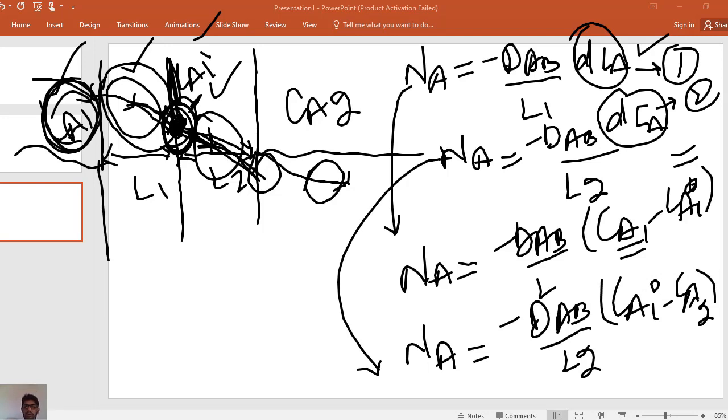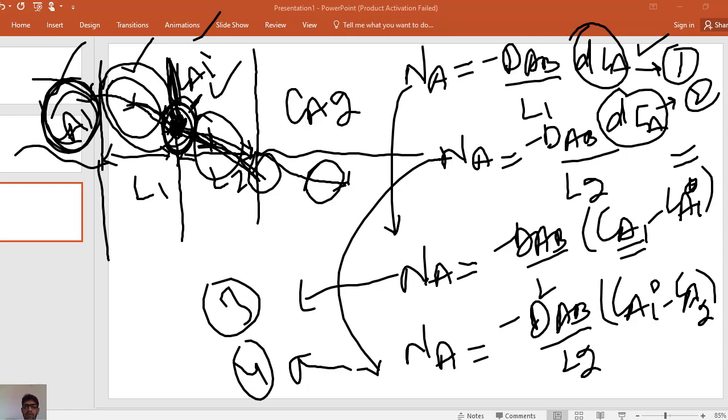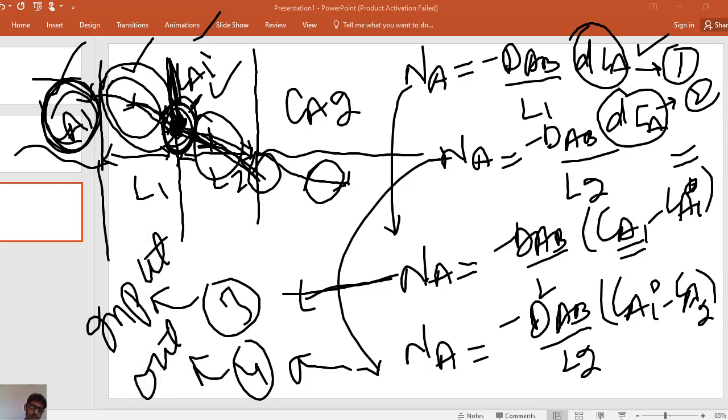Okay. So suppose this is equation 3 and this is equation 4. At the interface the flux is constant. At the interface there is no accumulation. When component A reaches the interface from the gas region, it will directly dissolve in the stationary liquid layer, and there will be no accumulation of component A at the interface. So at the interface, input is equal to output. Equation 3 is input to the interface, and equation 4 is output from the interface.